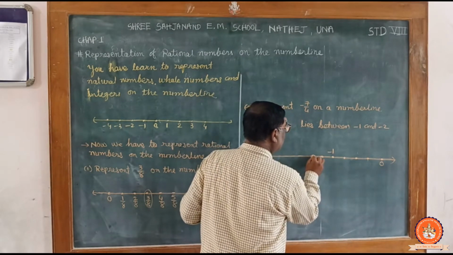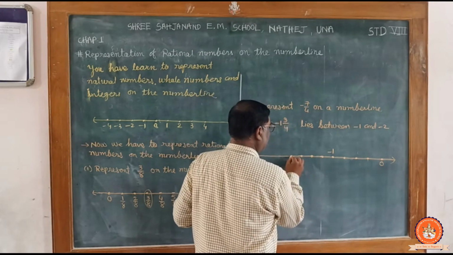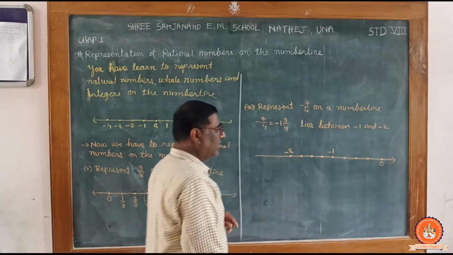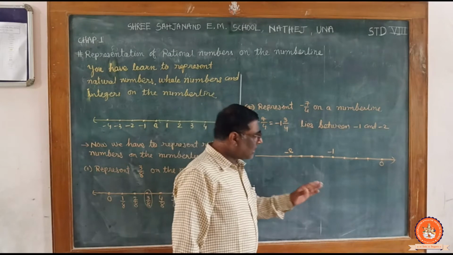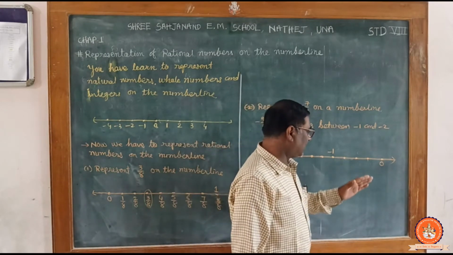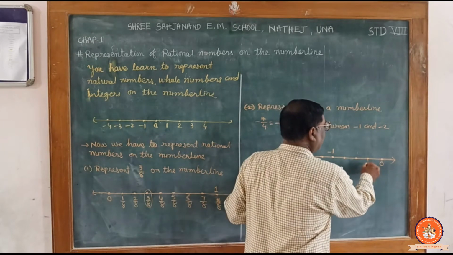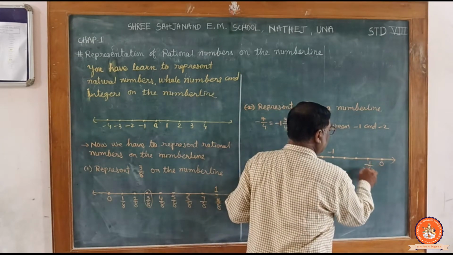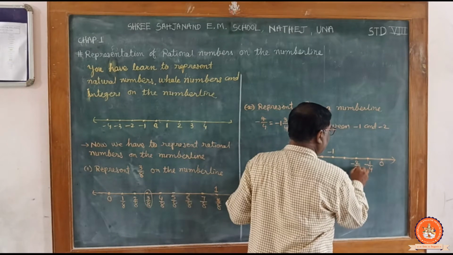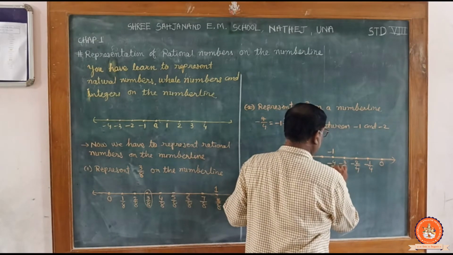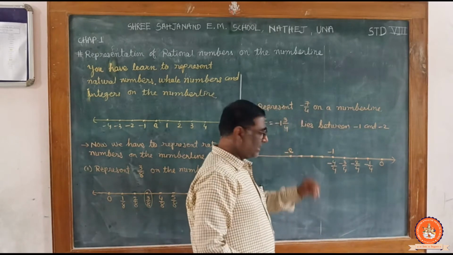1, 2, 3 and 4. This will be minus 2. Okay. Now start giving labels. So this one is divided into 4 equal parts. So this one will be minus 1 by 4. This is minus 2 by 4. This is minus 3 by 4. Minus 4 by 4 will represent minus 1.